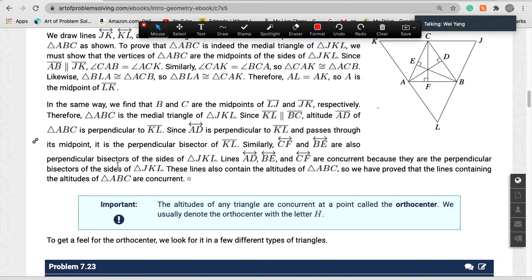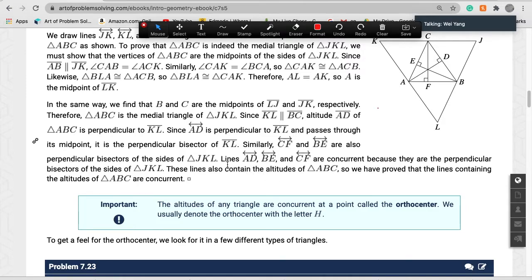It's also the bisector of the side. You know, these three altitudes will also be the three lines that are bisectors of each side of this big triangle KLJ.